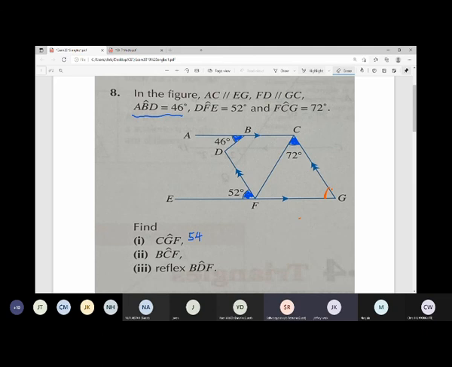F, the one 52 is which? 52 degrees, which angle? So it's F. You cannot say F because there's no F by itself, there are so many. So you cannot say F. You must say CGF. You cannot say angle F. BCF. Why?